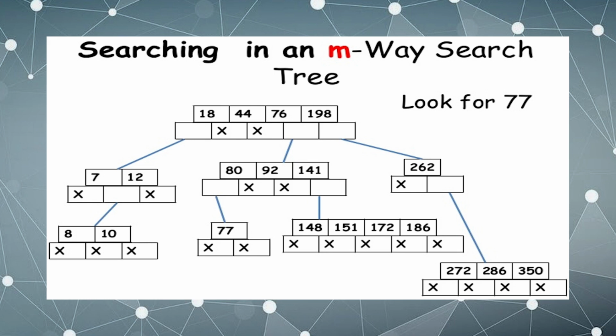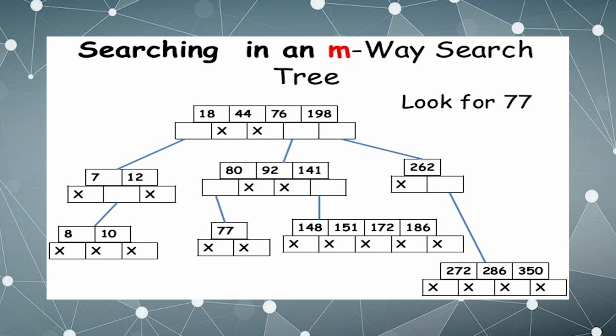Next the pointer will be fixed to the second position, the neighbor of 18, that is 44. Again we cross-verify and the result is that the new item is greater than 44. Again our pointer will be shifted to the right neighbor of 44, that is 76. Again we check: 76 is not equal to 77. So again we cross-check, and the next item is 198.